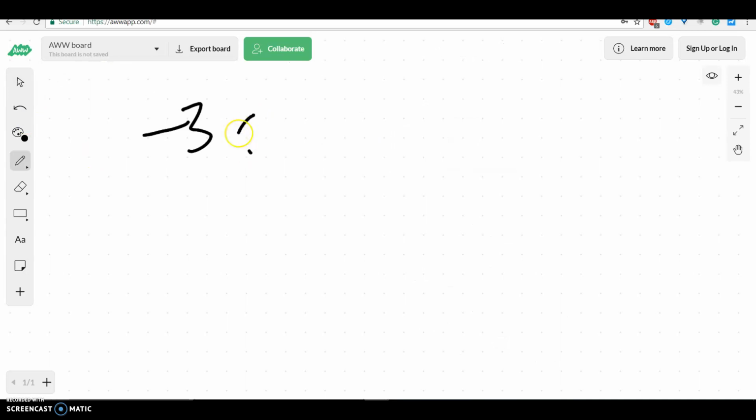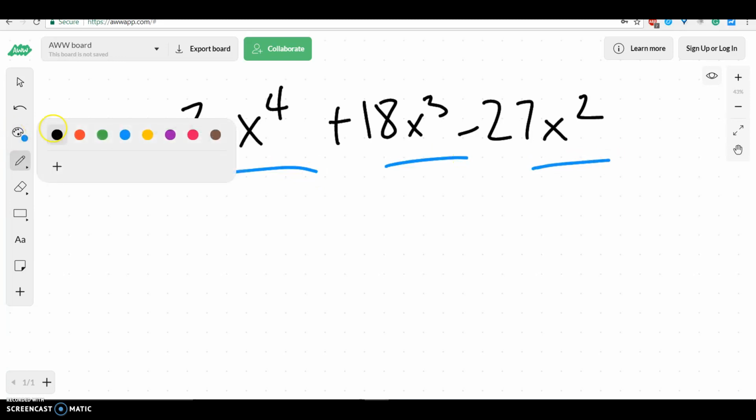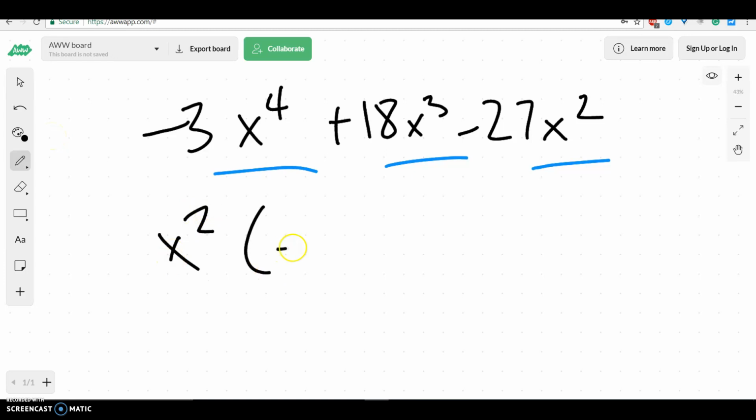Okay, so the next one, let me fix some of that. The next one looks like this. Plus 18x cubed minus 27x squared. What you should notice about this one is they all share an x squared. So we will factor that out, and we'll get x squared on the outside, and on the inside we'll get negative 3x squared.